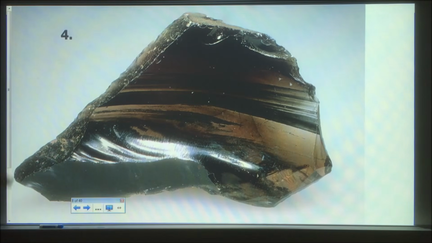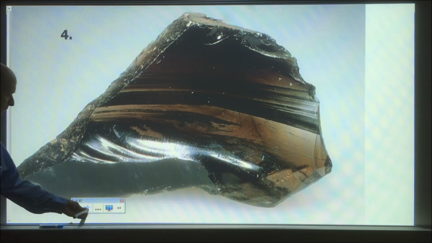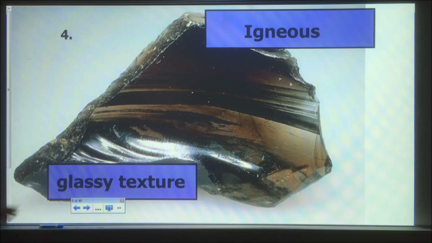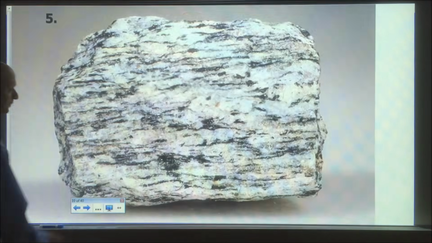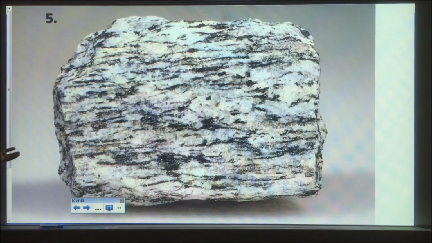What kind of rock is this? If you look at the texture, hopefully it came through in the picture. It is an igneous rock. Why? It has a glassy texture. Usually the glassy texture is very obvious, so that is lava that cools very quickly, which gives that glassy texture.